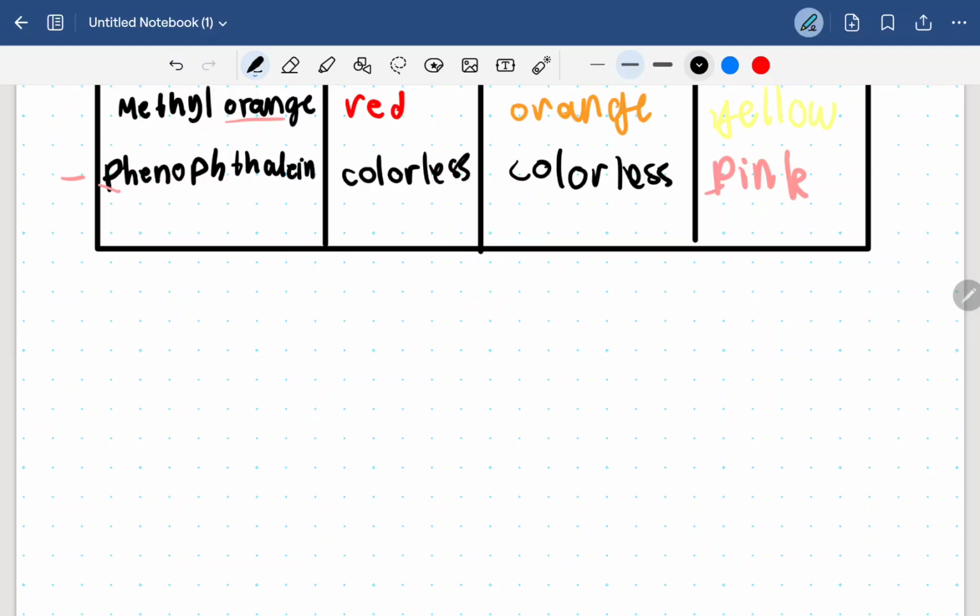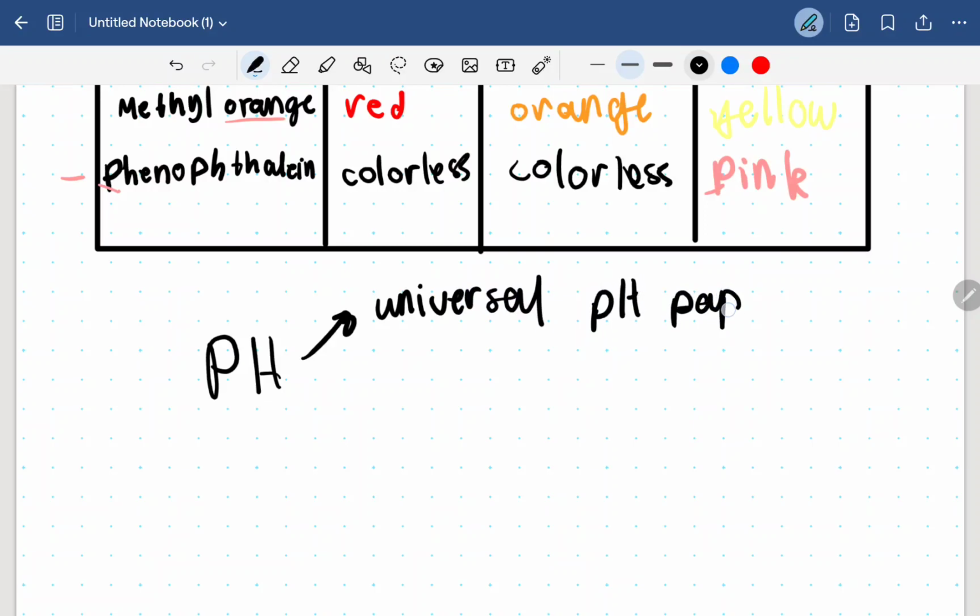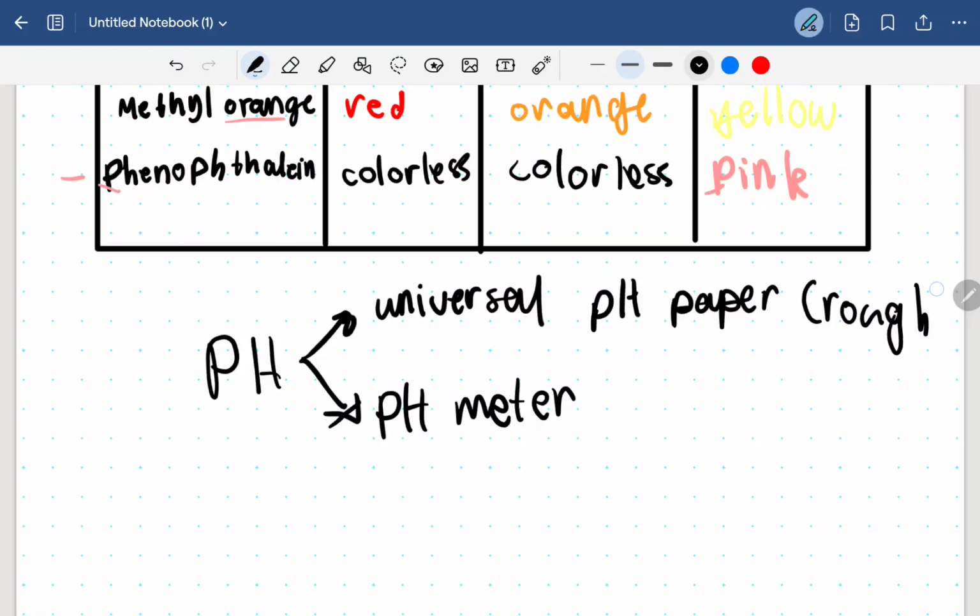indicators. Now we could measure pH with universal indicator paper or a pH meter. Universal pH paper gives you almost a precise amount of acidity or alkalinity. Or you could use a pH meter, which is the most precise one. This one will give you a rough number, not that accurate. If you actually need it accurate, I'd go for the pH meter.